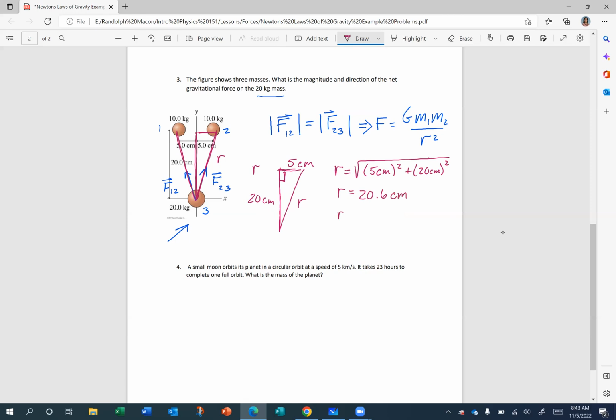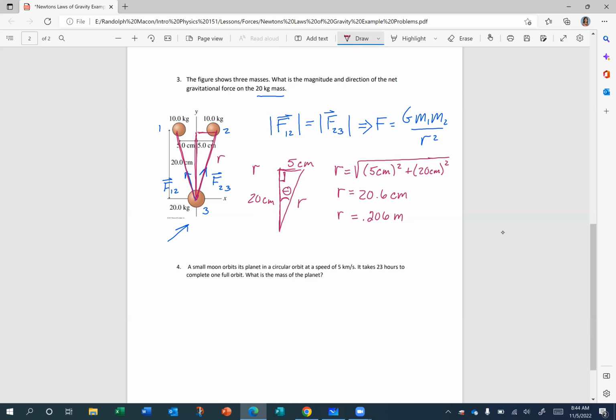Remember that we want all units in meters, so that's going to be 0.206 meters. That gives us our R. What may also be important when we're looking at our vectors is this angle, theta. So I'm going to go ahead and solve for that angle, theta, as well.